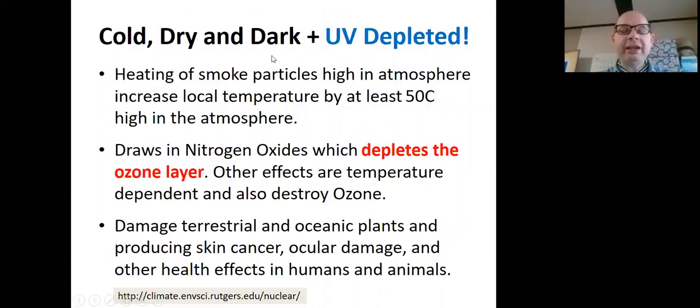It's cool, dry, and dark, but also UV depleted. So heating of the smoke particles high in the atmosphere increases the local temperature high up in the atmosphere by at least 50 degrees Celsius. This draws in nitrogen oxides, which deplete the ozone layer. You can imagine at such high temperatures, the chemical reactions are faster, and this basically destroys the ozone layer. And then, of course, you can get damaged terrestrial and oceanic plants and produce skin cancer, ocular damage, and other health effects in humans and animals.